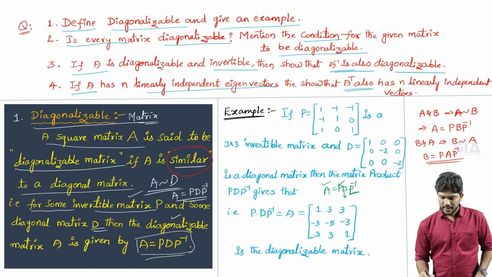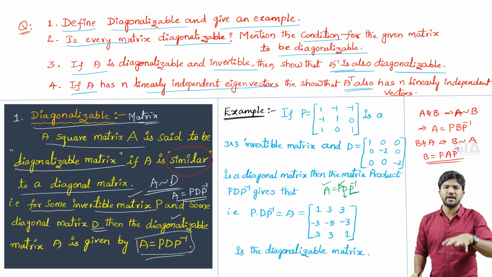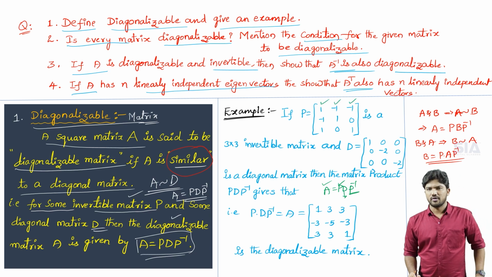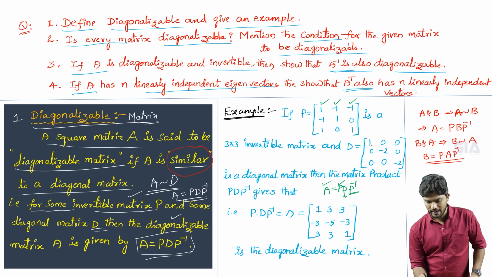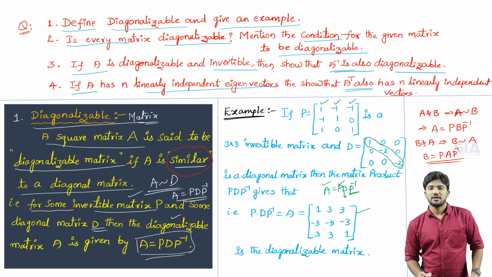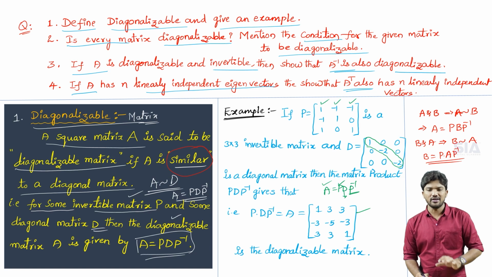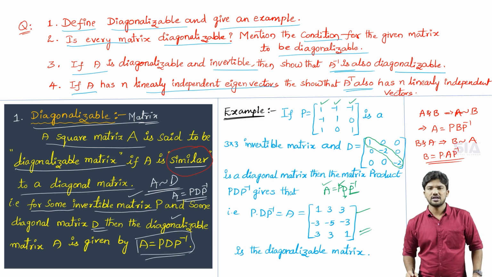Here, capital P we can obtain from the eigenvectors: the first eigenvector, second eigenvector, third eigenvector. Those eigenvectors are the columns of capital P. In capital D, the diagonal elements are the eigenvalues of this matrix capital A. Those diagonal values 1, minus 2 are the eigenvalues of capital A. So that is the point you have to notice.